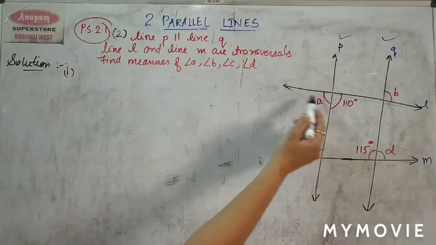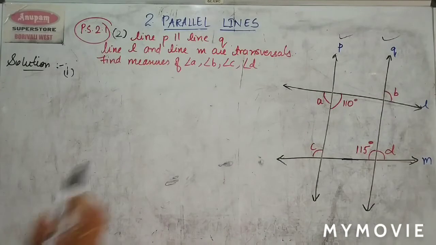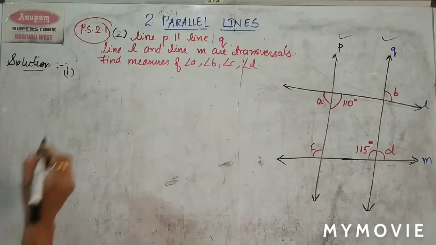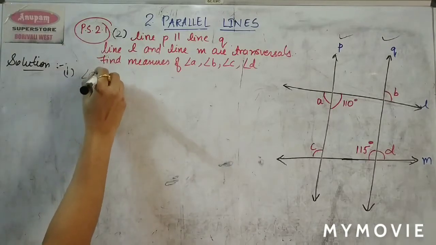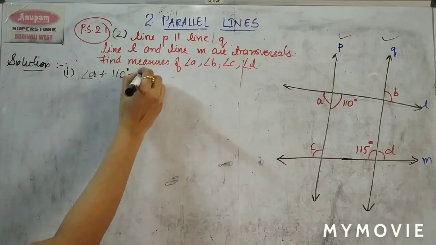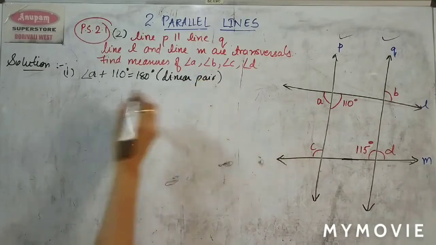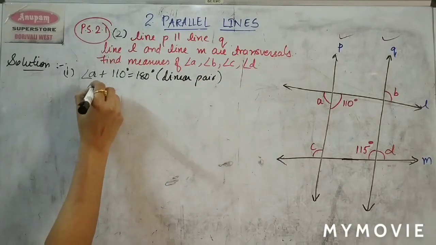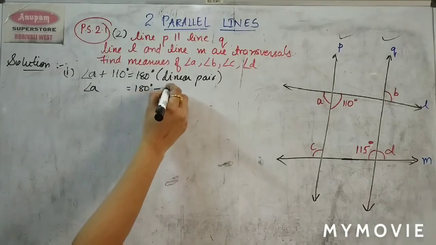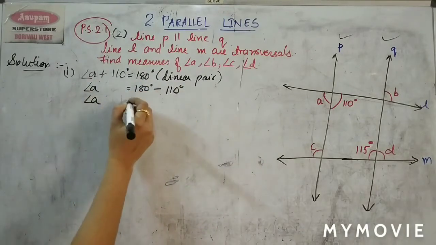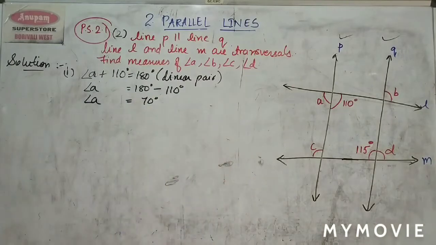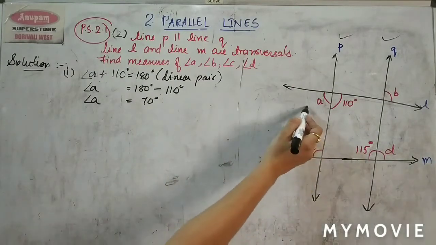The addition of these two angles forms a straight line, and therefore I will say that angle A plus 110, whatever it is, is equal to 180 degrees because it is a linear pair. Yes, so I'll just write down that. I'll say angle A plus 110 degrees is equal to 180 degrees, linear pair. So when I shift this here, angle A is equal to 180 degrees minus 110. So angle A is going to be equal to 70 degrees. So I have got my angle A here.